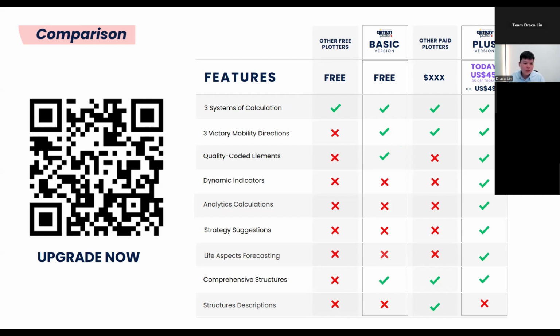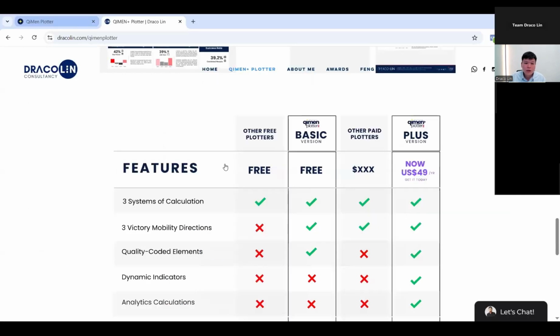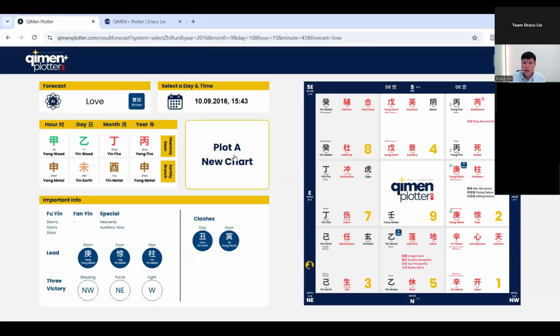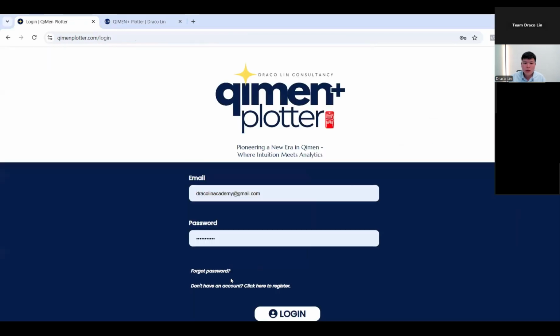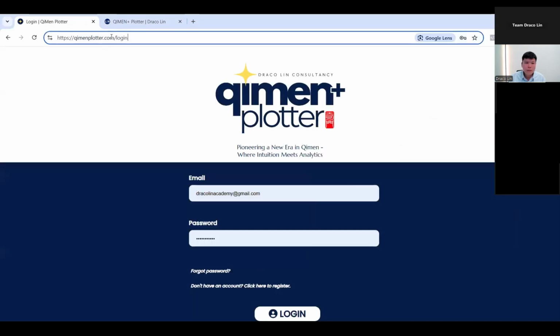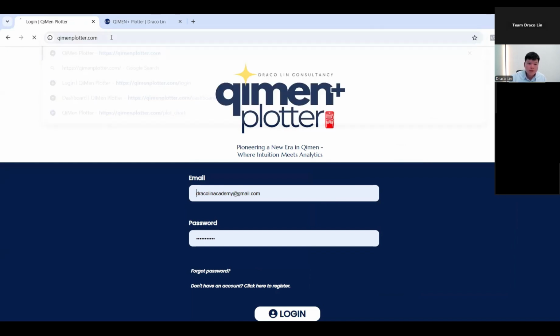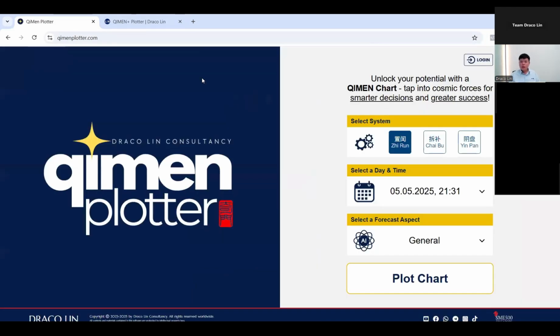Which Qimen system do you teach? Oh, generally we use the 自论 system. Wait, let me go back to the chart. Okay, here. So basically, generally, most teachers will teach the 自论.